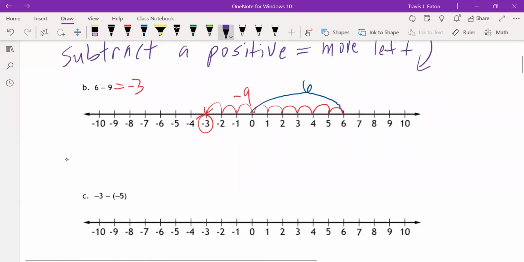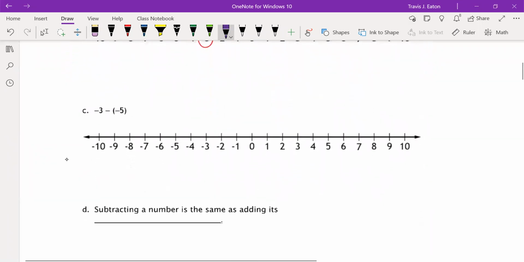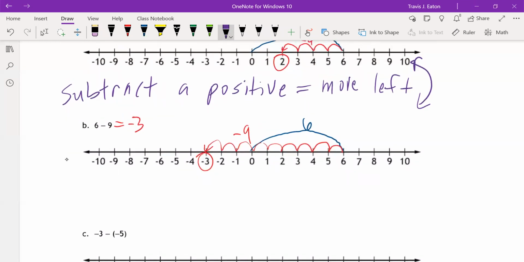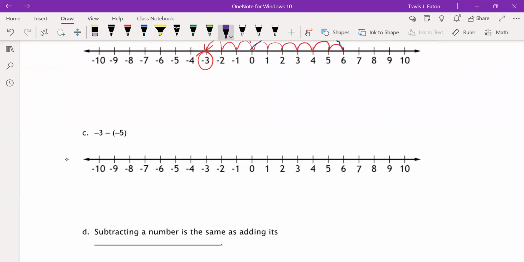All right, well, then that takes us to the third one, letter C here. If we are subtracting a positive and moving left, what happens when we subtract a negative like what we have here? You can see right here, we are no longer subtracting a positive number, we're subtracting a negative number. Well, if you subtract a positive, you move left, it would stand to reason that when you subtract a negative, you're going to have to move the opposite direction. So that means you're going to be moving right when you subtract that negative.